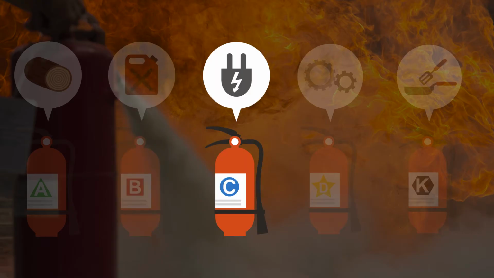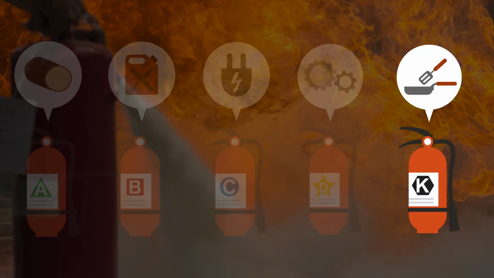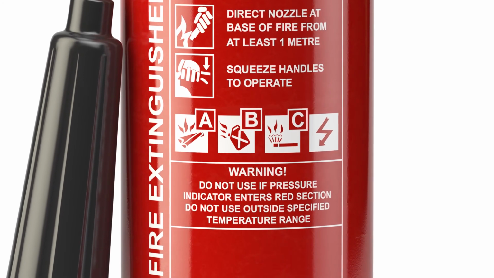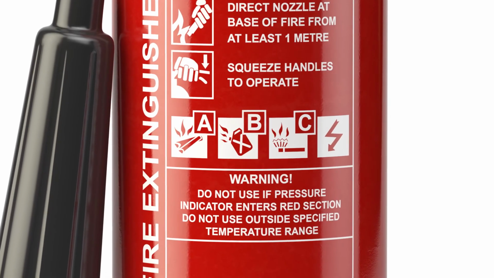The blue circle with the capital letter C are for use with electrical equipment like appliances, tools, or any other equipment that needs to be plugged in. The gold or yellow star with the capital D are for use with flammable metals. And lastly, the dark bold capital letter K are used for vegetable oils, animal oils, and fats in cooking appliances. It's also important to note that there are multi-purpose fire extinguishers that might be labeled BC or ABC.